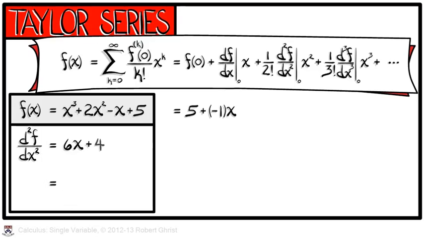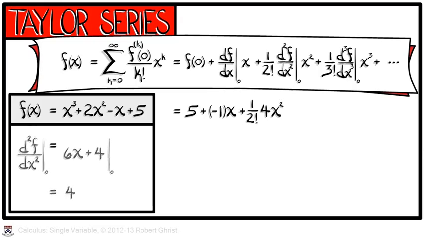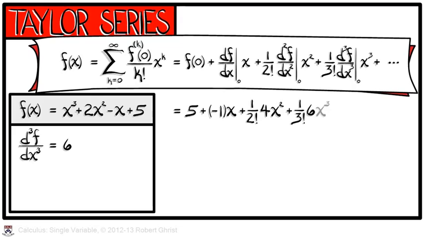Continuing, if we take the second derivative of this function, we will obtain 6x plus 4. Evaluating this at 0 gives us simply 4. Therefore, the next term in the Taylor series is 1/2 factorial times 4 times x squared. The third derivative of this function is very simple. It is exactly 6, independent of where we evaluate it. Therefore, the next term in the Taylor series is 1/3 factorial times 6 times x cubed.